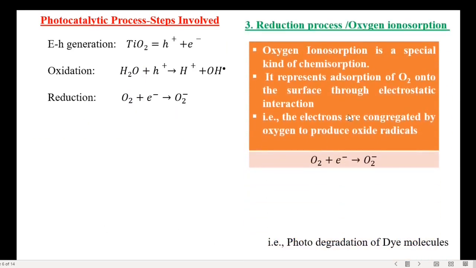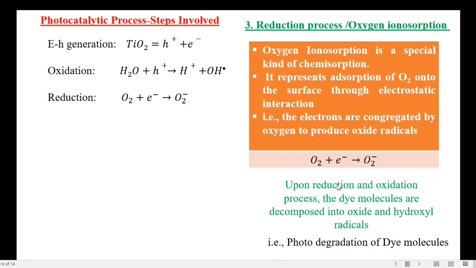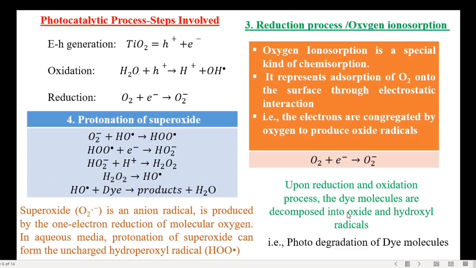The other name is oxygen ionosorption. Oxygen ionosorption is a special kind of chemisorption. It represents adsorption of O2 onto the surface through electrostatic interaction. Thus, in this case, the electrons are captured by oxygen to produce oxide radicals. So, upon reduction and oxidation processes, the dye molecules are decomposed by oxide and hydroxyl radicals. Further, these radicals react with each other to produce CO2 and water molecules.